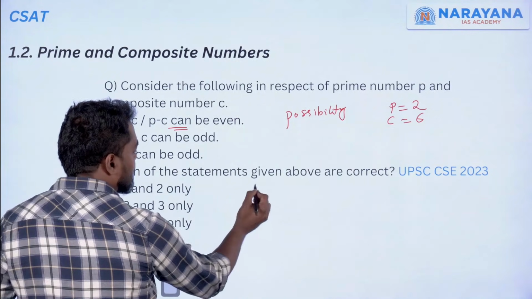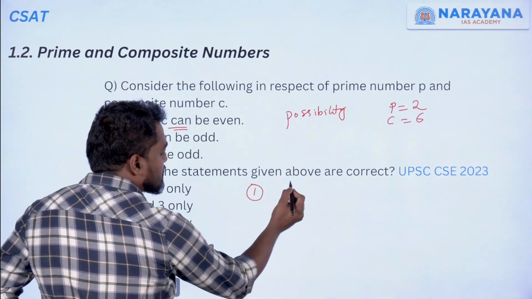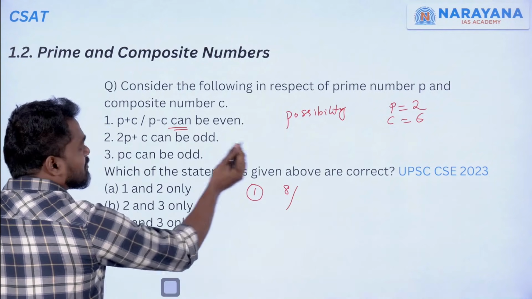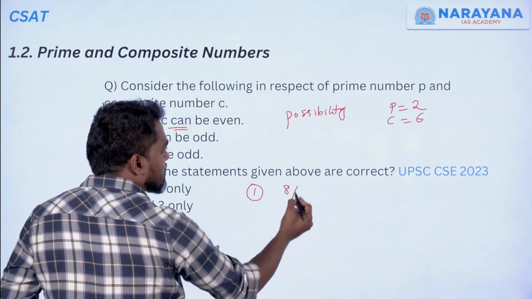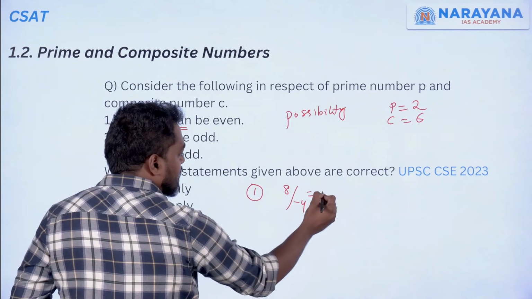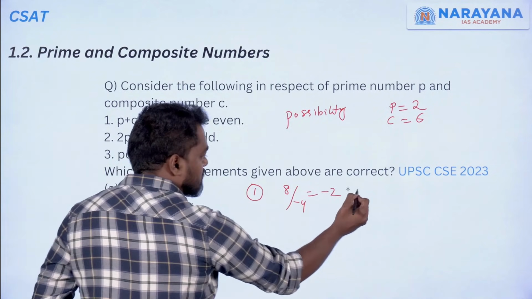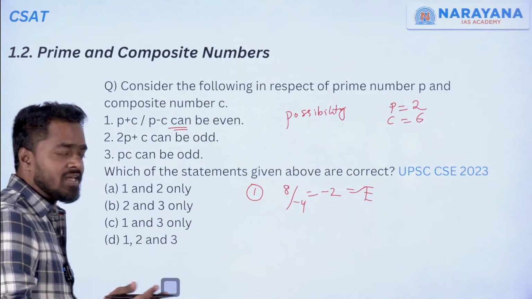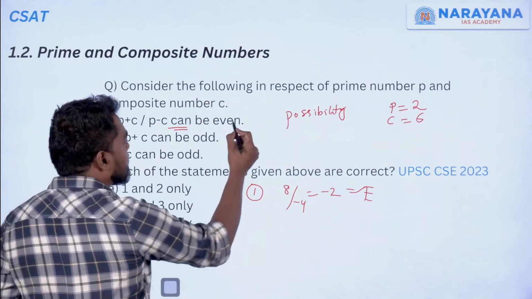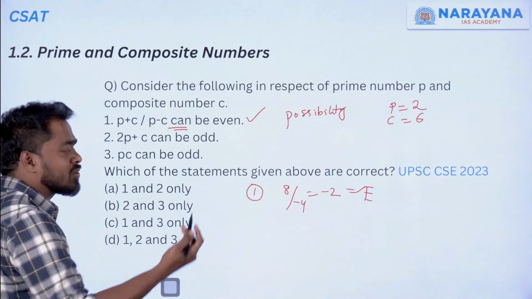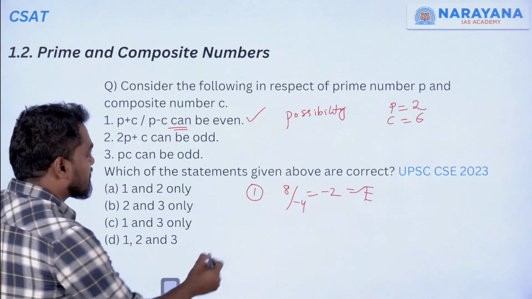So what is the first statement? P plus C. That is 2 plus 6, 8. And what is P minus C? That is 2 minus 6, minus 4. So this is again minus 2, which is an even number. He is saying that possibility, it can be even. Yes, we are getting an even number. So there is possibility. So the first statement is correct.